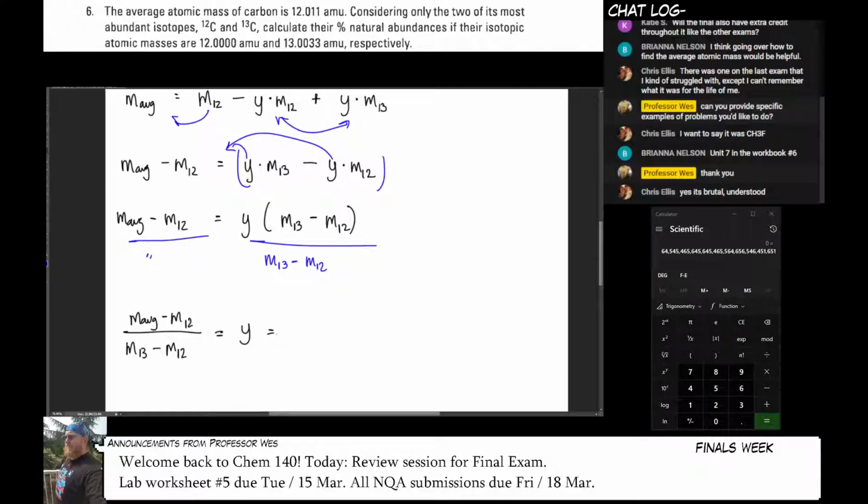All right, so there's Y. Y is just all those numbers, and we have all those numbers. They're up above, and we'll just fill them in. So the average mass was this, 12.011 AMU. The mass of carbon-12 was exactly 12. I'm going to underline it just to indicate that. And then we have the mass of carbon-13, which was 13.0033 AMU, minus the mass of carbon-12, which was exactly 12 AMU.